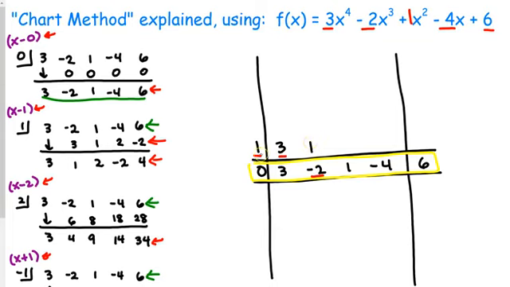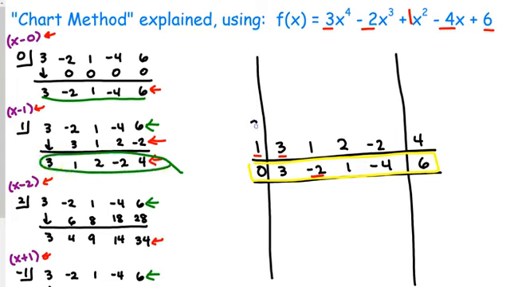1 times the number in the box, add the next number in the 0 row. So 1 times 1 plus 1 is 2. 2 times the number in the box, add the next number in the 0 row. 2 times 1 plus -4 is -2. -2 times the number in the box plus the next number in the 0 row. -2 times 1 plus 6 is 4. You see we get all the same numbers that we got down here, but it's just taking up less space.